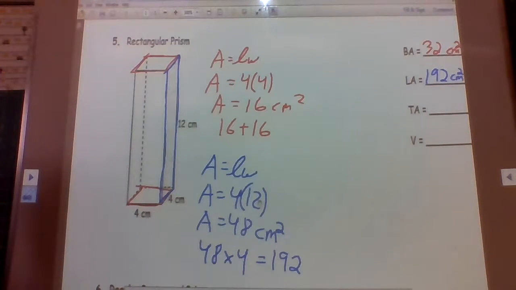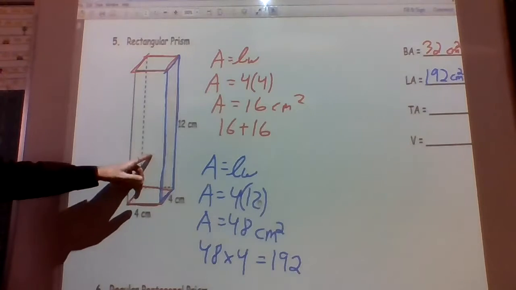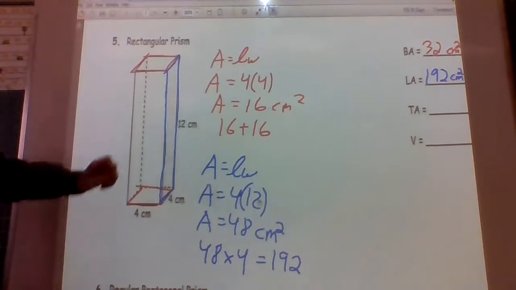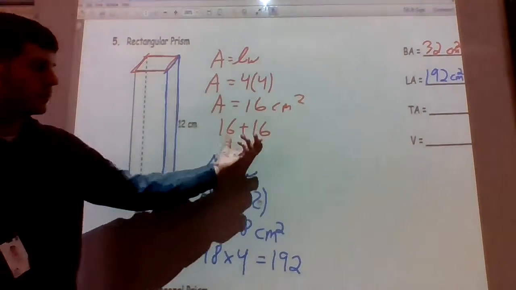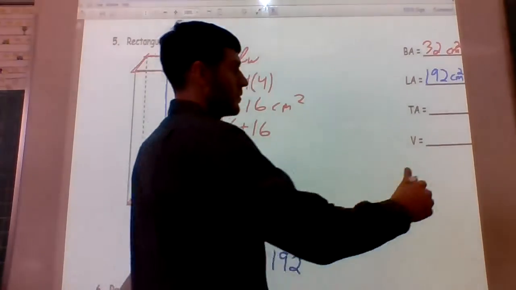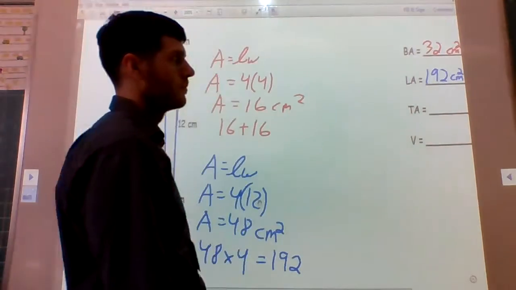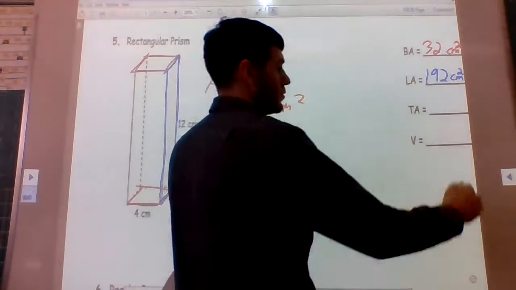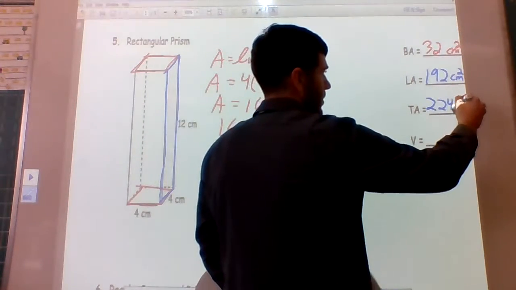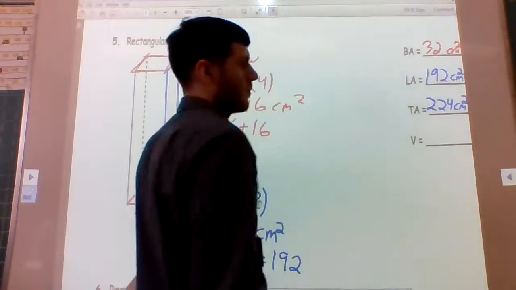Okay, total area then: we have 48, 48, 48, 48, 16, and 16. We need to add them all together, or we can add the 32 plus the 192. So we're going to get 224 centimeters squared.